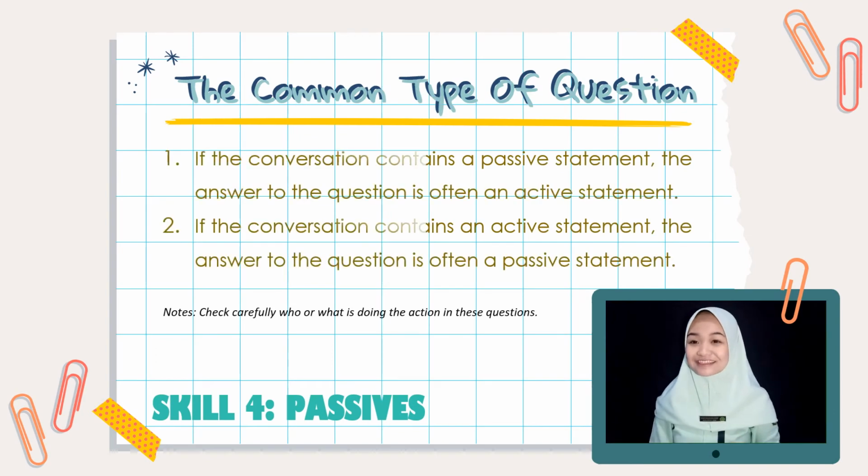The best strategies in answering skill 4 passive questions, the common type of question. If the conversation contains a passive statement, the answer to the question is often an active statement. And if the conversation contains an active statement, the answer to the question is often a passive statement. Note: check carefully who or what is doing the action in the question.